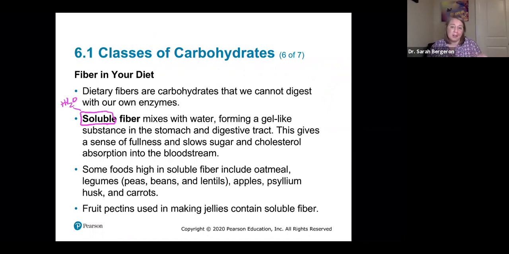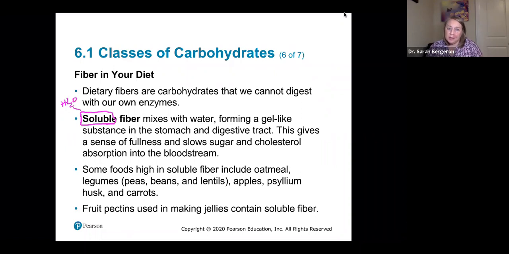So soluble fiber is a carbohydrate that you mix with water, and a lot of times what it does is it forms almost like a gel-like substance in our digestive systems. And so this makes us feel like we're full. It slows our ability to break down the sugar and to absorb our sugar, and it actually slows down cholesterol absorption as well in our bloodstream. So it helps for us not to have like a real big sugar rush, and so it'll slow that sugar uptake.